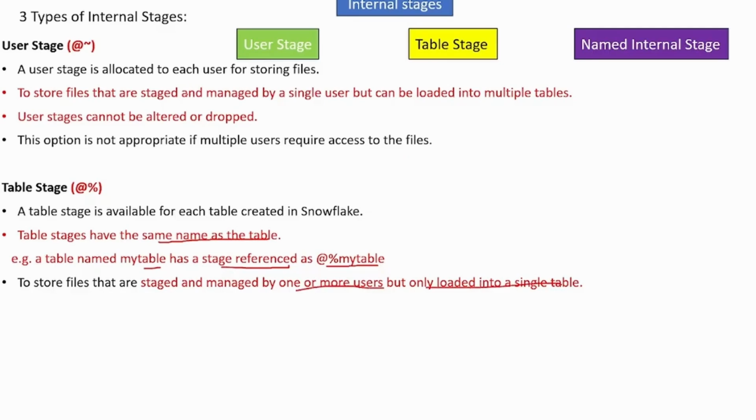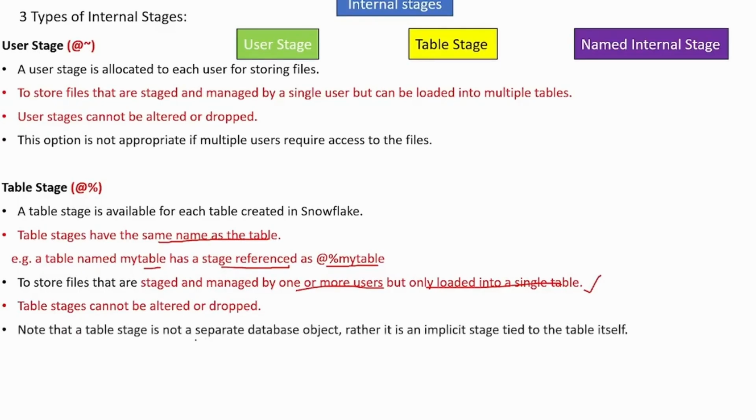With user stages, a single user can load the same file into multiple tables, but with table stages, one or more users can load the file into a single table. Table stages are also like user stages in that they cannot be altered or dropped. And note that a table stage is not a separate database object. Rather, it is an implicit stage tied to the table itself.